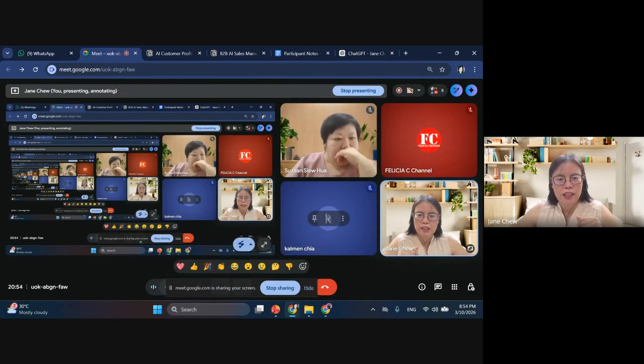Every time I enlarge, I see multiple windows. How to... I think I still prefer Zoom.